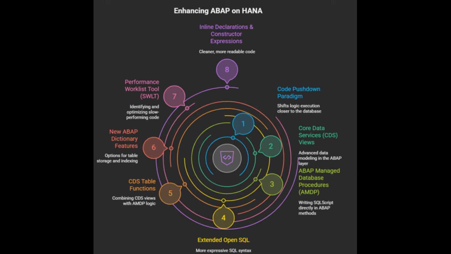Every internal table has attributes. Its line type, the structure of each row, its access type: standard, sorted, hashed. Standard is default. The others offer performance benefits for specific access patterns, and its key attributes, defining how rows are identified or sorted, primary and secondary keys.